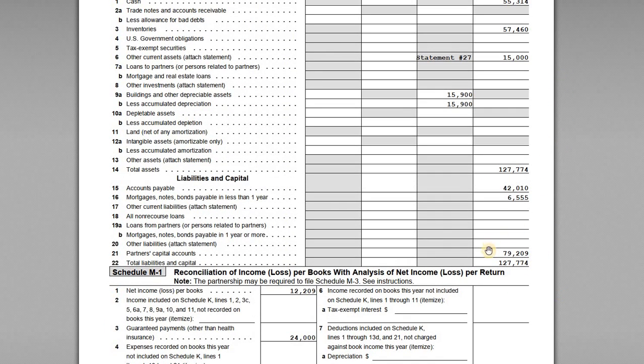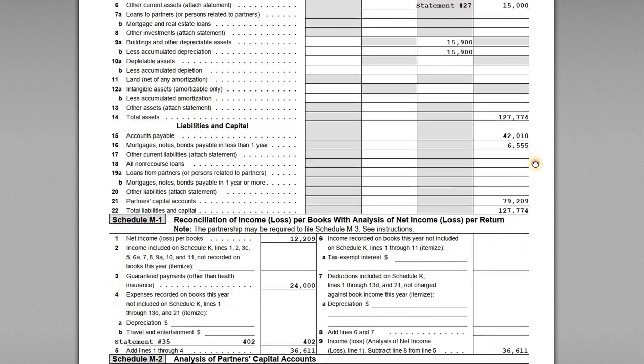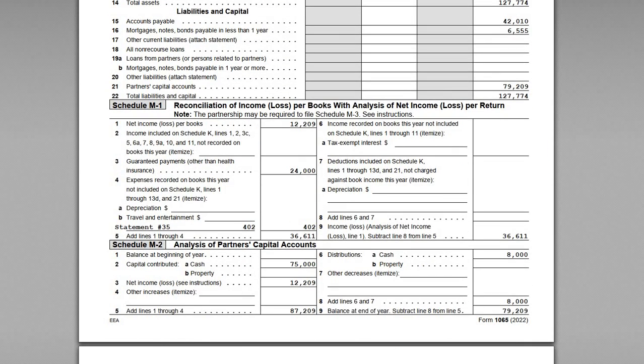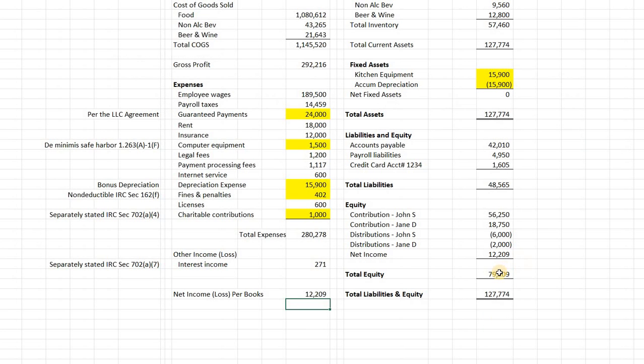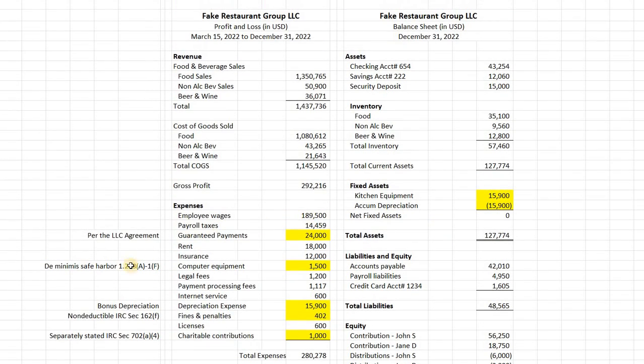We have the same number up here, 79,209, and that agrees with our financial statements as well, right? So we've got our roll forward amount. There's the 79,209 piece, and then the same reported on our balance sheet, right? So an aggregate of all those is the $79,209.